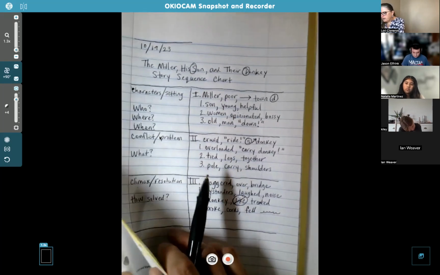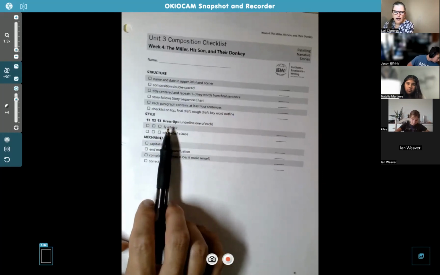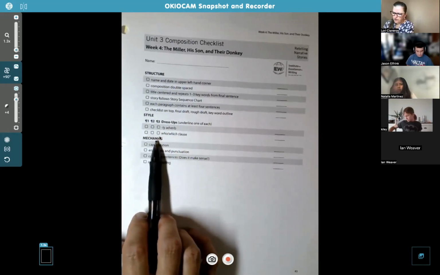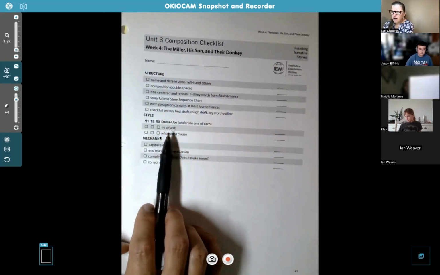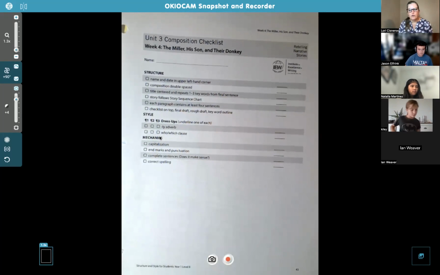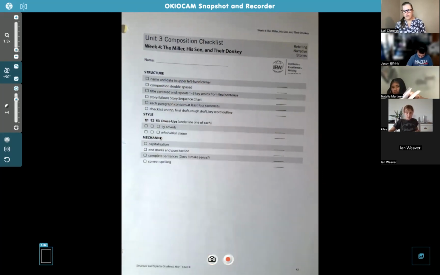Now, the other thing that you got to keep in mind, sorry, I'm going long. Look at your checklist. You do have ly adverb and who, which on here for each paragraph. So make sure you have one of each in the paragraph. We talked about adding those, one to each paragraph, okay? And then you're going to give it a new title too. That's on here too. Title centered and repeats words from the final sentence. Anybody have any questions about what your homework is?